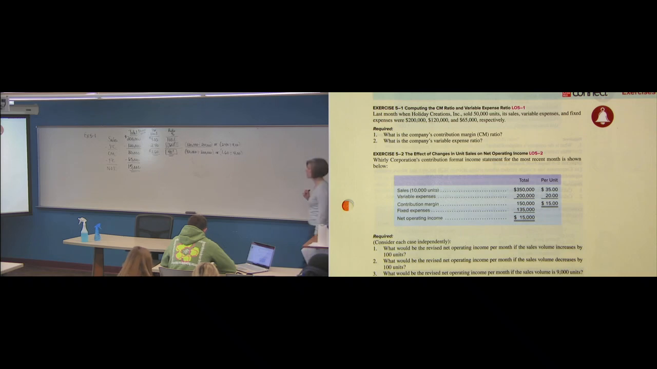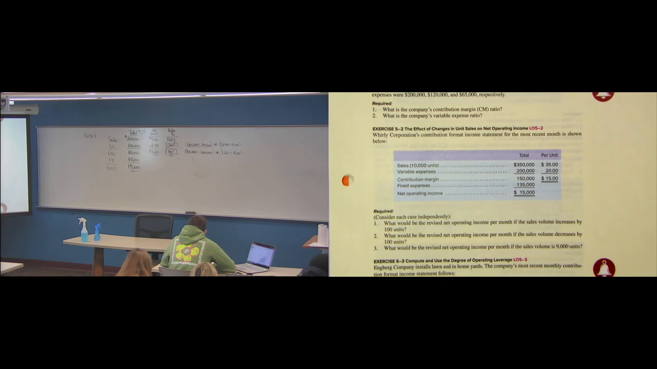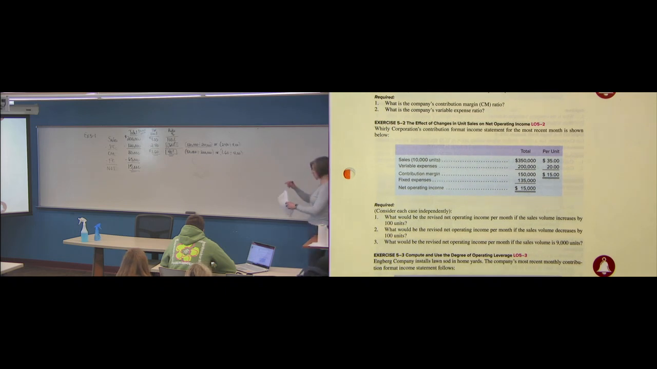Okay, so the second one, we have several questions pertaining to this one. The title of this one is the effect of changes in unit sales on net operating income. And I think I'm just going to show this to you guys on my paper here, because it saved me a little time from writing on the board. It says Worley Corporation's contribution format income statement for the most recent month is shown below. So we've got 10,000 units sold, and they put theirs next to sales. I always write mine up by the total there. Either way is fine, just as long as you know that number, right?